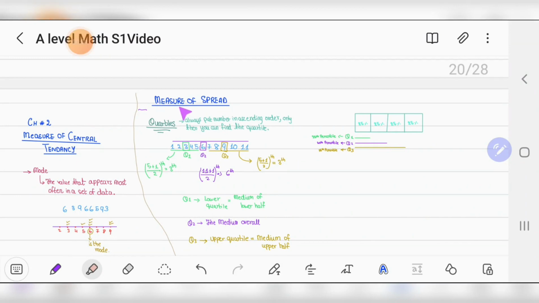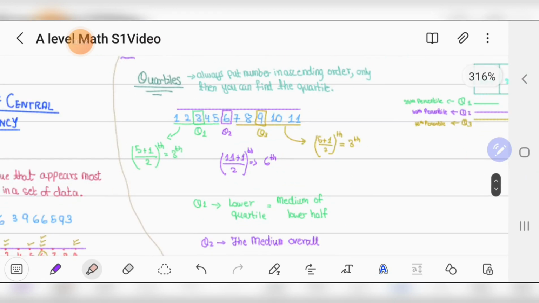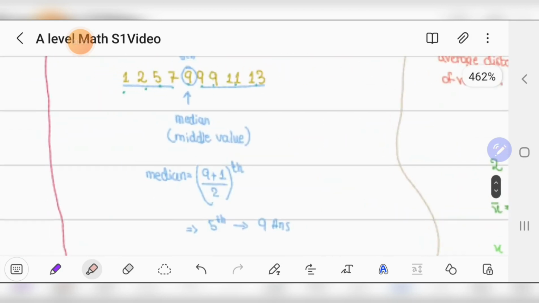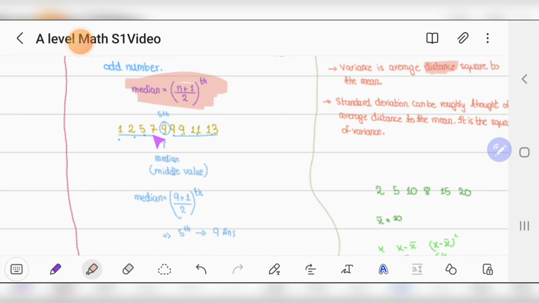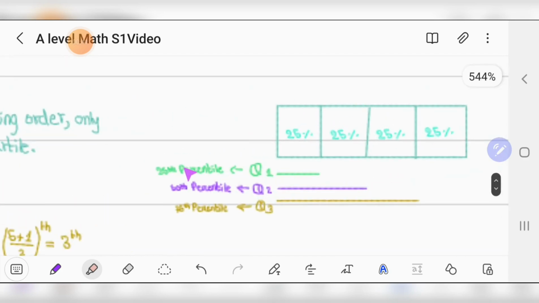Now let's start with measures of spread, and understand what quartiles are. There are 3 types of quartiles. Lower quartile, which means the median of the lower half. The median overall is the same median that we have been trying to find in the questions. Median means the middle value of the overall data set. So this is Q2, quartile 2, covering at least 50% of the data set. Quartile 1 covers at least 25%, quartile 2 covers at least 50%, which means the median is in here, and quartile 3 covers at least 75%.